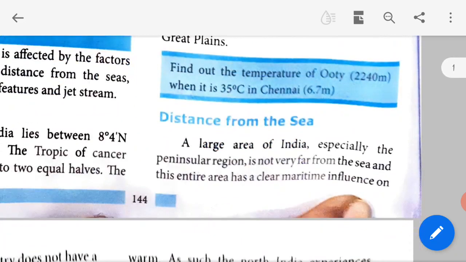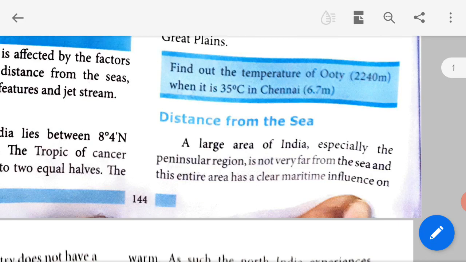So distance from the sea. The third one is distance from the sea. A large area of India, especially the peninsular region, is not very far from the sea. So peninsular region, we already learned this in the previous classes. We are not very far from the sea. We have Bay of Bengal, Indian Ocean, all that surrounding our places.